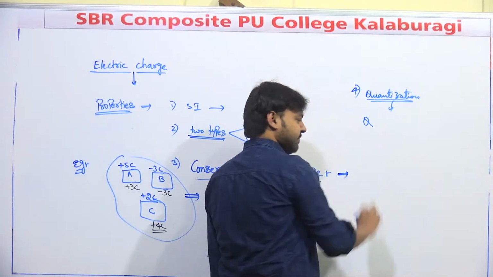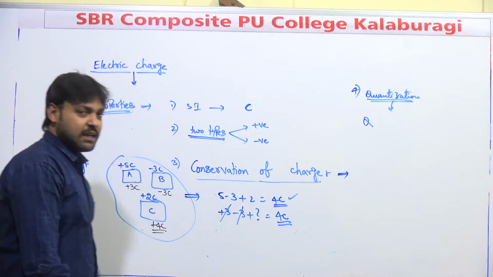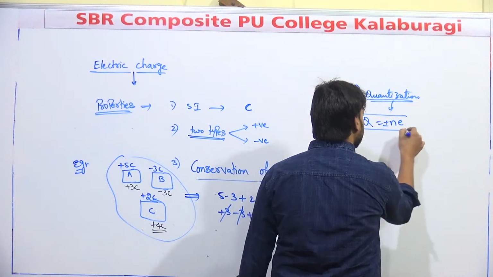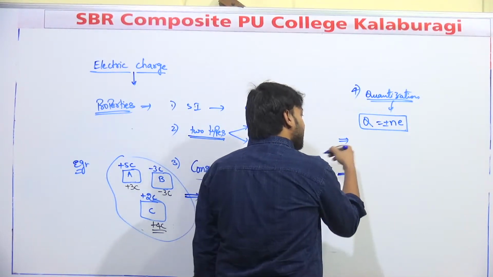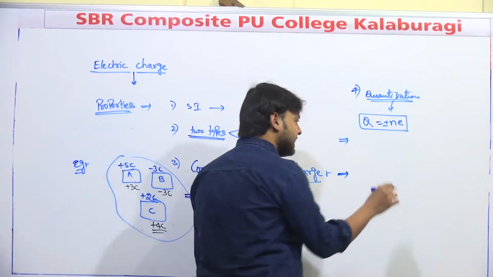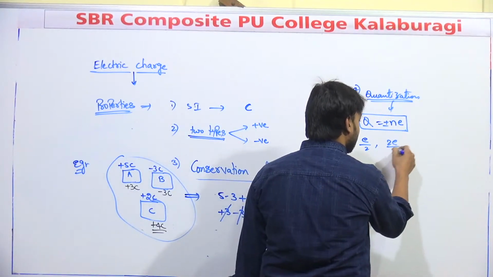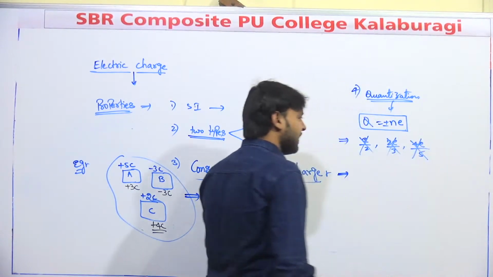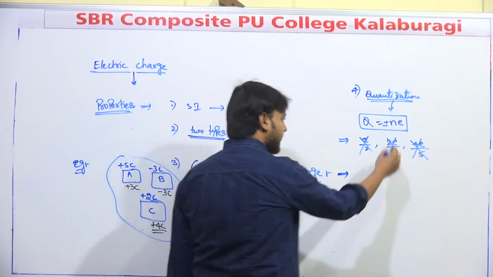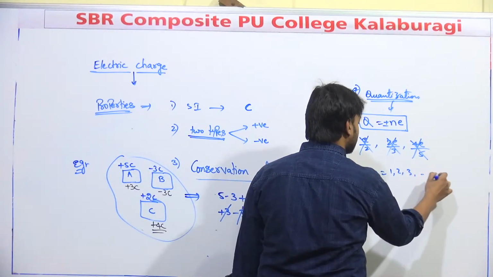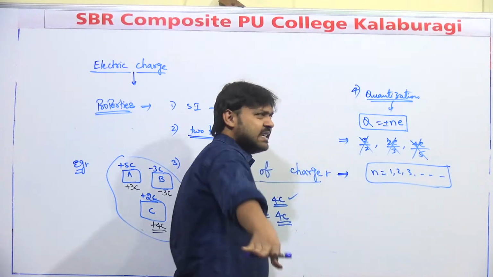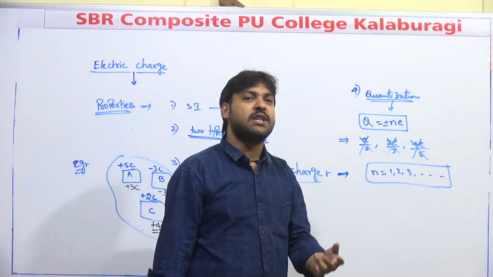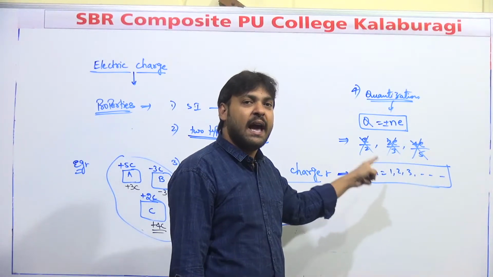So the total charge on a body is nothing but an integral multiple of the basic unit of charge, plus or minus. Charge can never be a fraction, like e by 2, 2e by 3, or 4e by 5. That is not possible. So you have to write the n value like 1, 2, 3, and so on. It is an integer, starting from 1. The e value can be negative for negatively charged particles and positive for positively charged particles, but the n value should always be an integer.